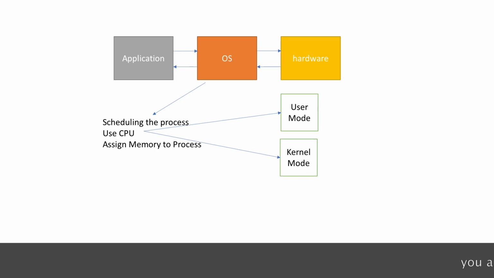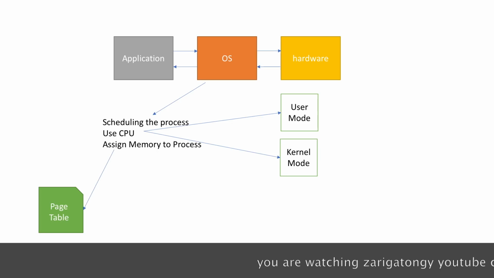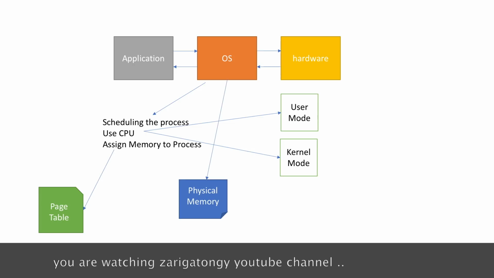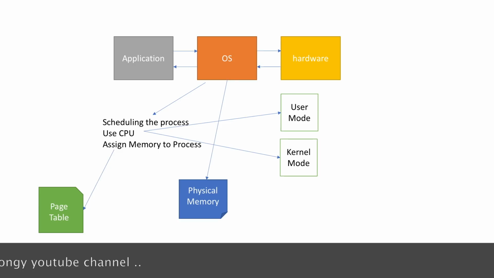The system keeps a page table for each process, which tells which virtual memory page corresponds to which section of physical memory. The operating system also has its own part of physical memory for its own instructions and data. This kernel memory obviously contains highly sensitive things.